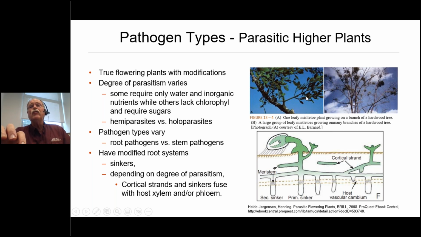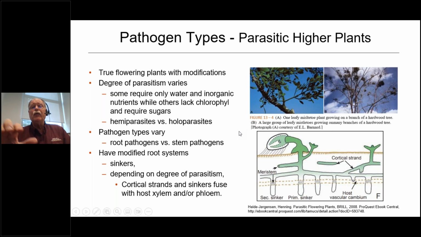Notice leafy mistletoe is green. Y'all are familiar with this one. It does produce seeds and flowers, that sort of thing. And notice that it is green, so therefore it is only a hemiparasite. It only draws water and inorganic nutrients out of its host.